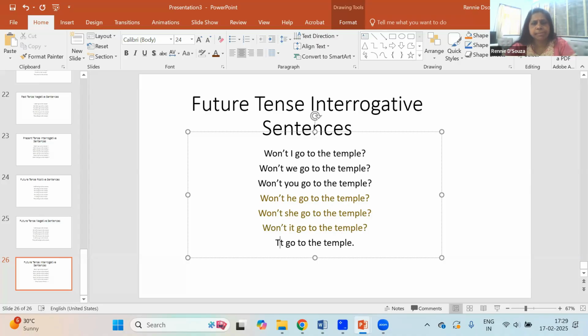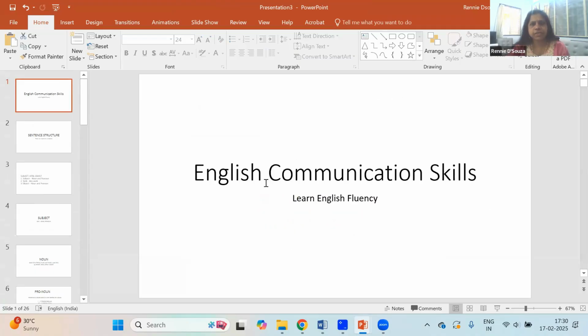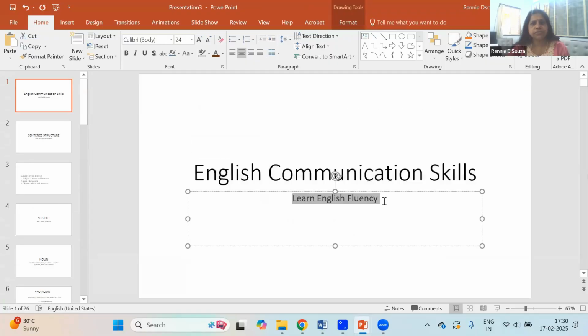This will continue as long as we use will for the future tense. Even shall can be used for I. I shall or I will. Same way, will. Alright, now we have seen English communication skills.